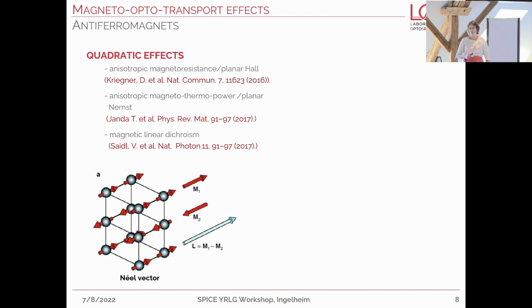So so far, these were ferromagnets. And how is it in the antiferromagnets? Naturally, as you would expect, you can always measure the quadratic effects because an antiferromagnet has two sublattices, but these effects do not care about the direction of the magnetic moments, like a 180-degree rotation. So even in boring normal collinear antiferromagnets, these effects do not cancel out, and people measured AMR, magnetothermal power, planar Nernst, magnetic linear dichroism. This all exists. But these effects are of the second order, so they are usually small.